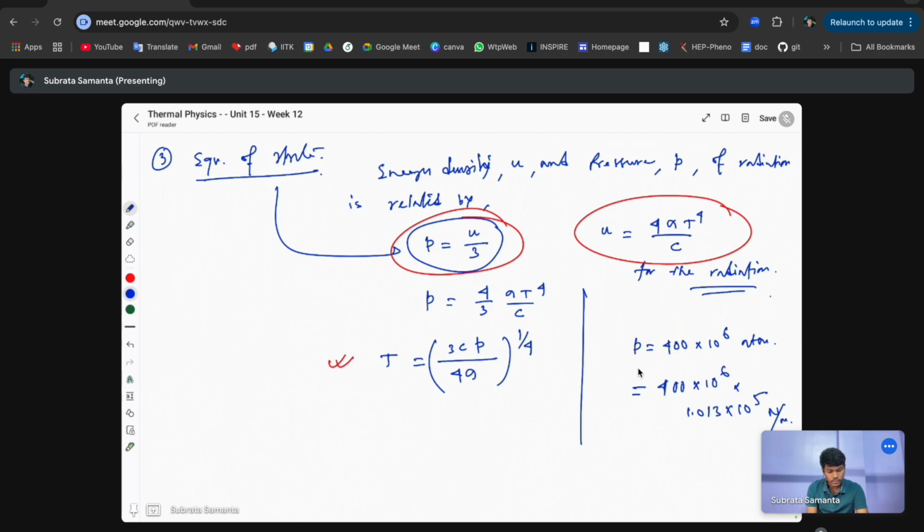Newton per meter, yeah. So this is basically in the SI unit space, right? Newton per meter square. Okay, force per area, so Newton per meter square. Right, so this thing you have to check.